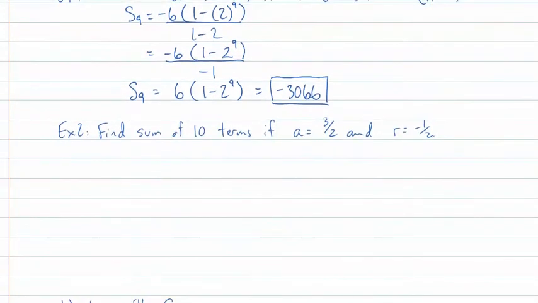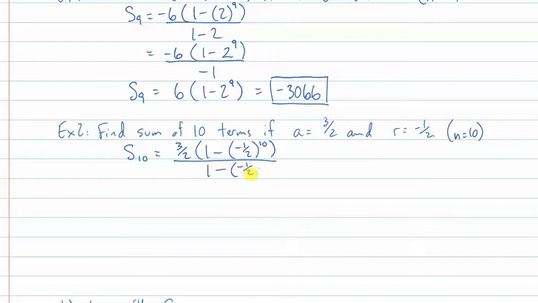Let's look at the next question here. Now I have 10 terms. A is 3 halves, r is negative 1 half. Again, n equals 10, so I'm given the same information. I want the sum of 10 terms. I put my first value here, 1 minus, and I'm going to put a bracket there for the negative 1 half, exponent 10, over 1 minus bracket negative 1 half. Now be careful with the signs here because I'm subtracting negatives.